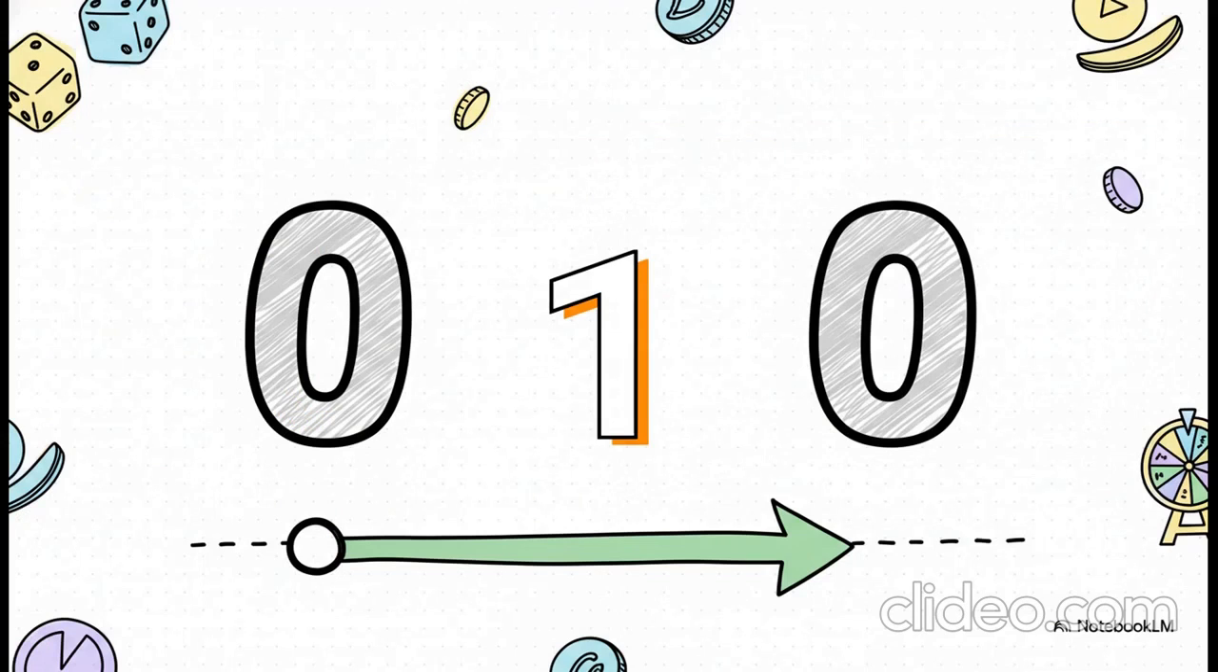Axiom 1 is about as straightforward as it gets. The probability of anything happening can't be a negative number. It just makes perfect sense, right? You can't have a negative 10% chance of rain. The absolute lowest a probability can go is 0, which just means it's totally impossible.